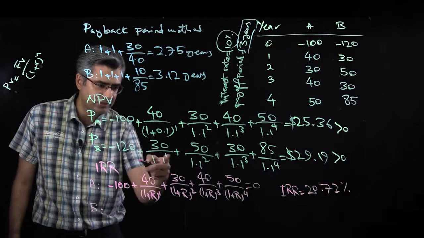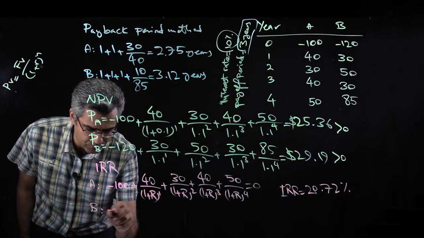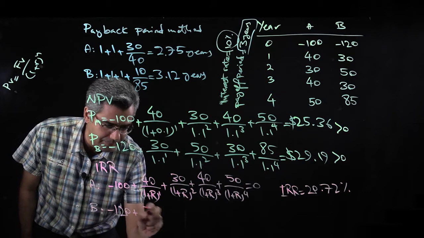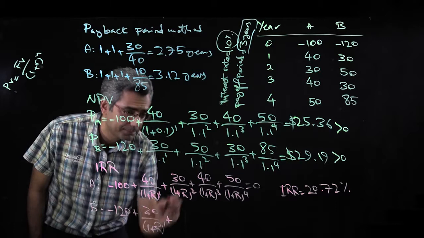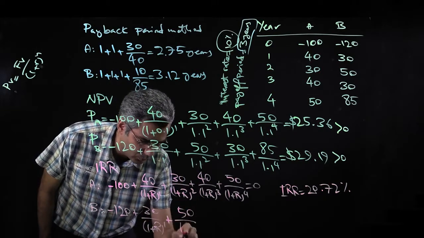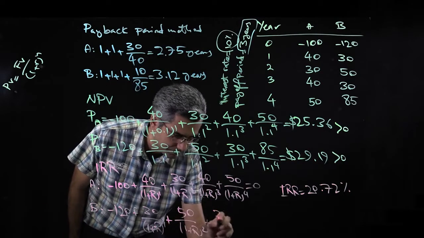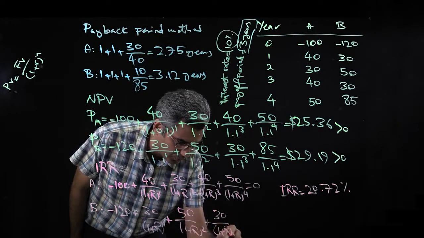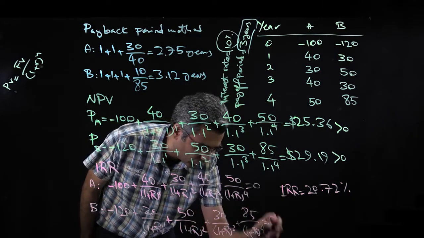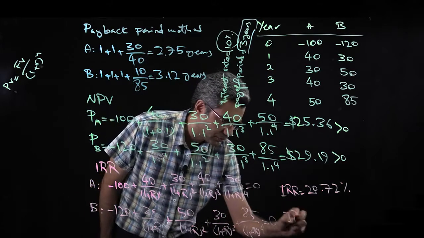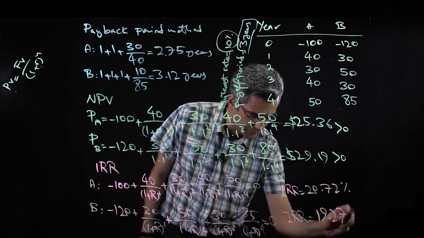Again, you write the same, but you assume you want to compute R based on the assumption that net present value is 0. Minus 120 plus 31 over 1 plus R power 1. Then 50 over 1 plus R power 2. Then 30 over 1 plus R power 3. And 85 over 1 plus R power 4. Then equals 0. And if you do the calculation, for this one, you will get 19.27%.